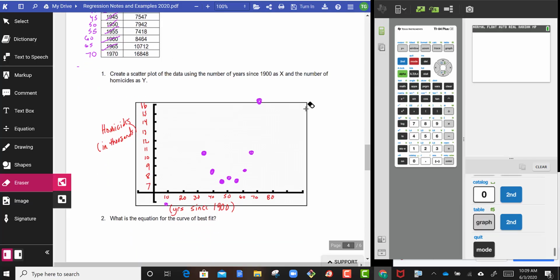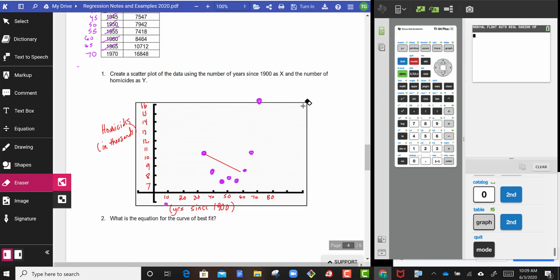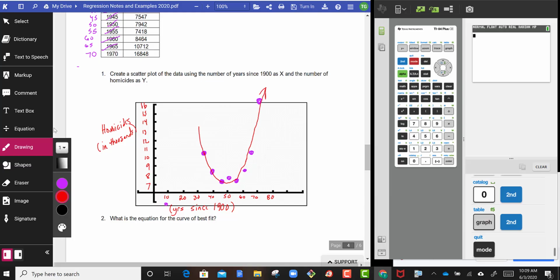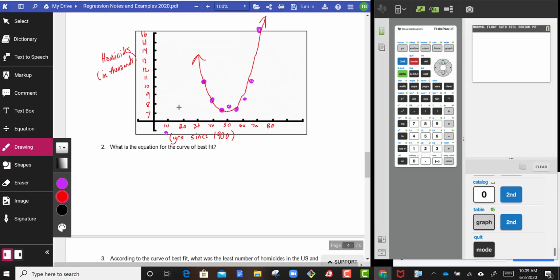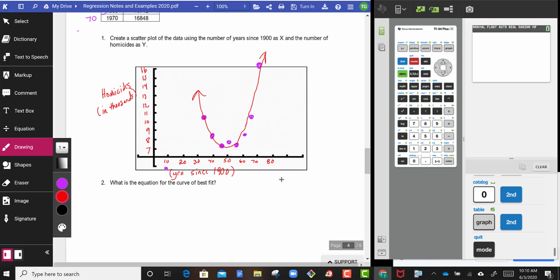So this one I feel like is pretty obvious that we're going to use a quadratic function. The data takes a dip, and before it starts to increase radically once again. So I'm going to use a quadratic function that goes through as many of those points as possible. And we're going to get the equation for that quadratic. So next you want to enter all of the data into your calculator to get the equation of the curve of best fit.